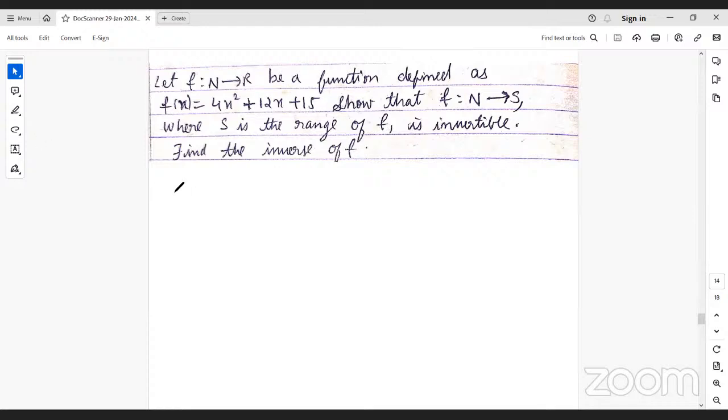See again the example, the question is the same. Let f from N to R be a function defined as f(x) = 4x² + 12x + 15. Show that f: N to S, where S is the range of f, is invertible. So we need to show the function is invertible, and also find the inverse of f. Same procedure we will follow here.